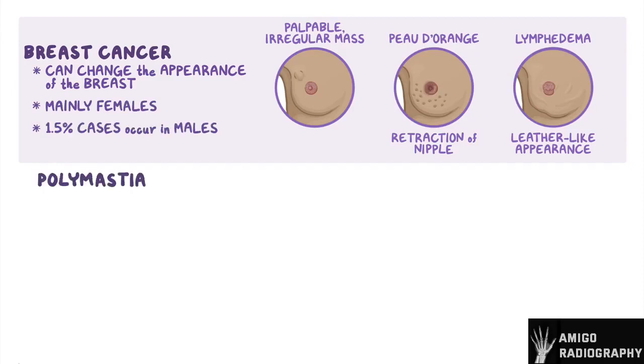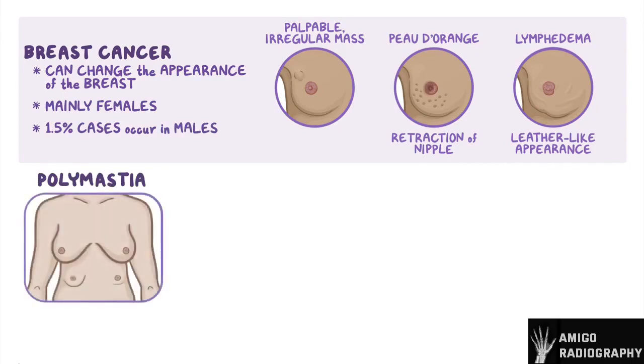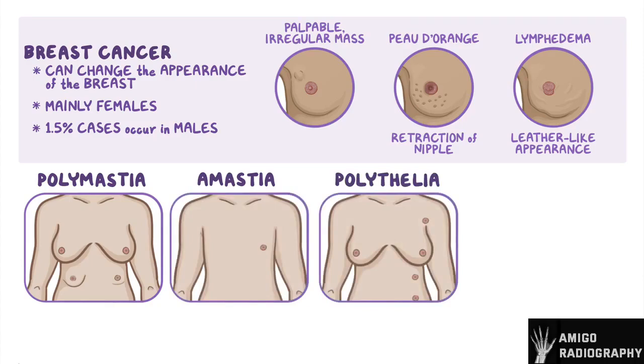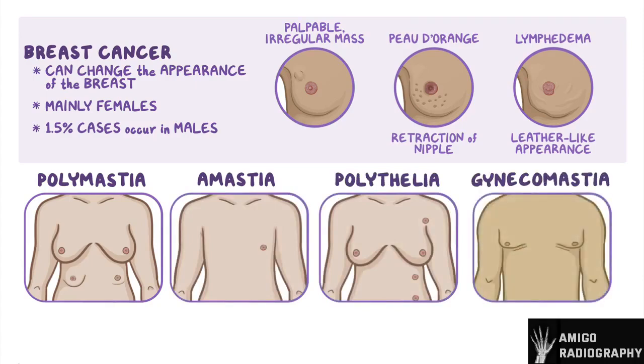Polymastia is a condition where an individual has an additional, smaller than usual breast consisting of only a rudimentary nipple and areola. Amastia is when there is no breast development, and polythelia is an accessory nipple. Finally, gynecomastia is when breast tissue becomes visibly enlarged in males, and it can happen because of drugs like spironolactone or conditions such as liver cirrhosis or testicular cancer.